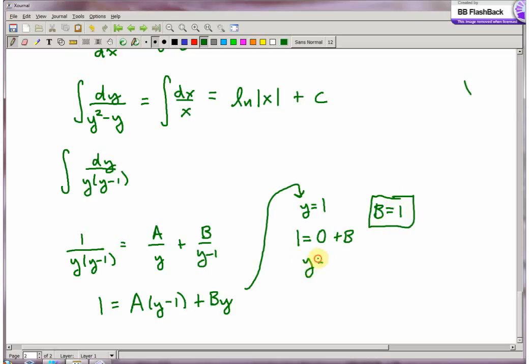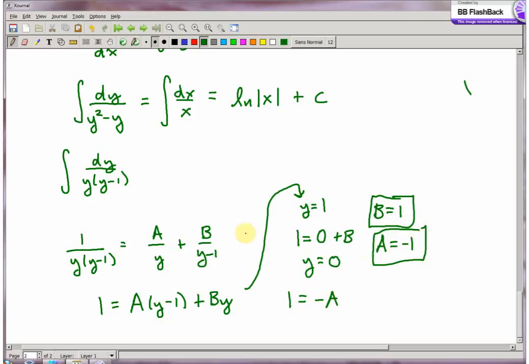Now I want to kill the other thing, I want to kill b, and I can do that by making y 0. So this tells me that 1 is equal to, now when I plug 0 in here, I get negative a. So a is equal to negative 1.